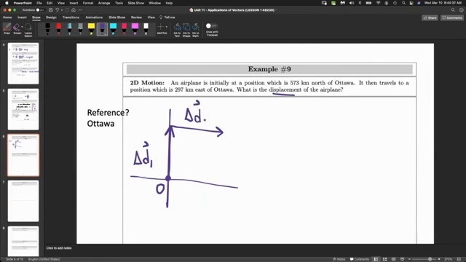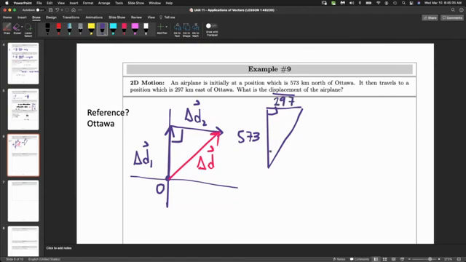The question is asking for the overall displacement, so it's asking for this vector here. That's our goal. What is that delta D there? These vectors form what type of triangle? Yeah, it's a right triangle. This is the easiest triangle to deal with. We do know some measurements on the triangle. The height of the triangle here is 573, and the leg over here is 297.